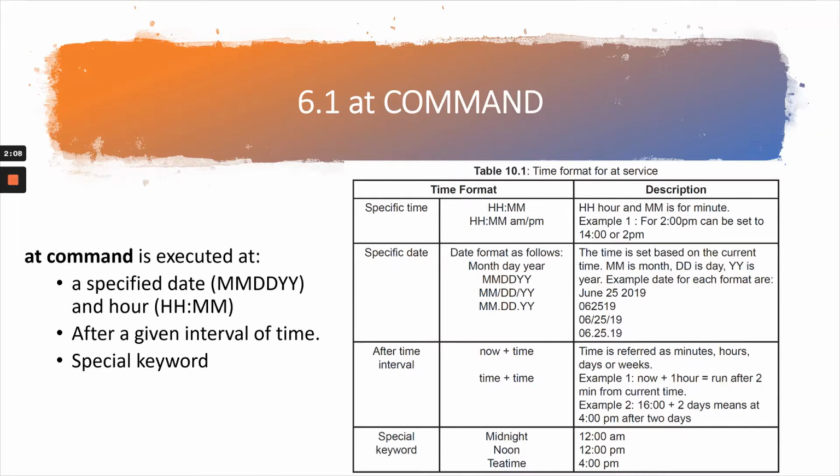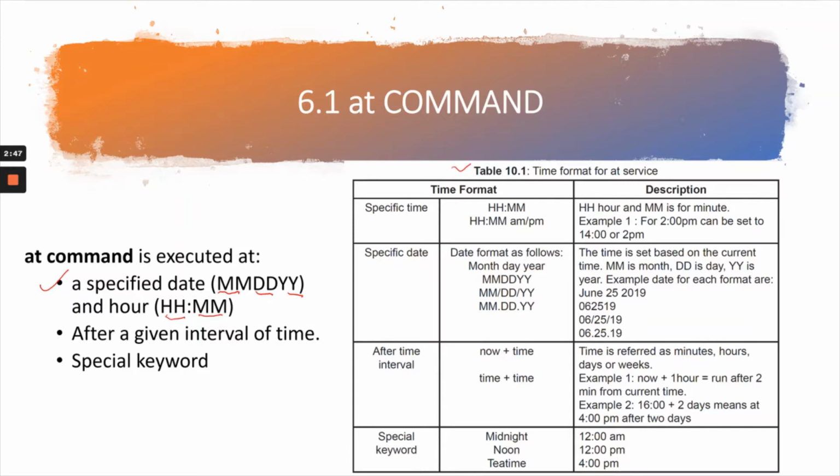Now let us look at how we can execute an at command. The at command is executed either at a specified time and date, using the format of month, day, and year, and at the same time we need to specify the hour and also the minutes of the task. You can also use the at command after a given interval of time, and also using a special keyword. The details can be seen at Table 10.1, the time format for the at service.